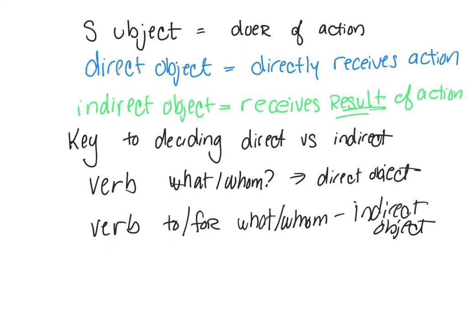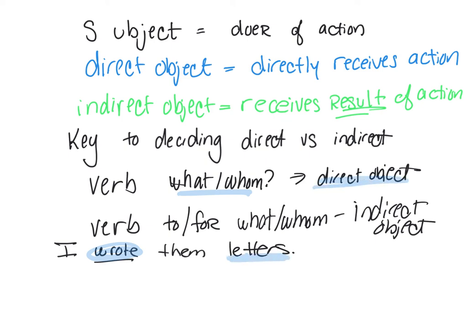Okay, so let's look at an example. What am I talking about? So if I have this sentence, I'm going to do it in English so it's a little bit easier. I wrote them letters. Okay, so wrote is our action. So we're going to say wrote what? And that's going to be the letters is the answer of this question. So the letters is going to be my direct object. But in order to get the them answer out of my question, I would say wrote to whom.